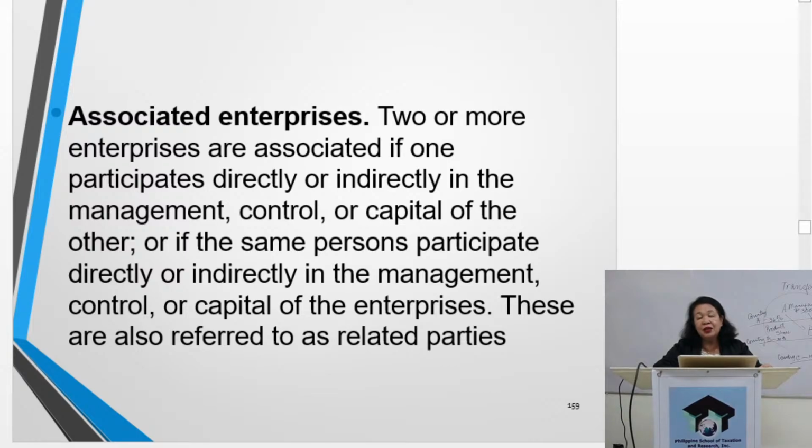If sila, panalo ka pa rin. So, yung desisyon ng majority ang company. So, basta sabi mo rin na related parties, kung same persons participate directly or indirectly in the management, control, or capital of the enterprises. Ibig sabihin ng same person can be members of the company, no? Na sila yung nandiyan at participate in the management ng company.